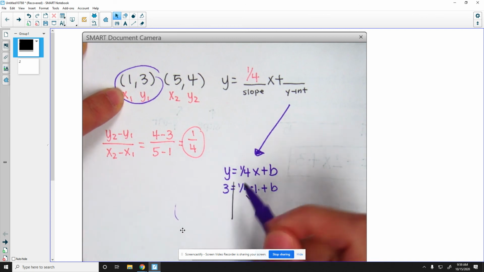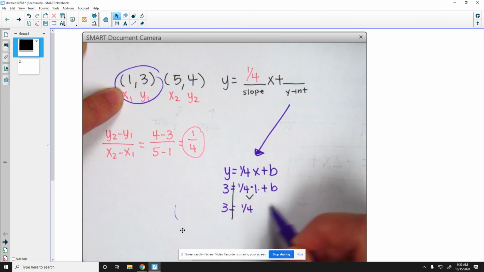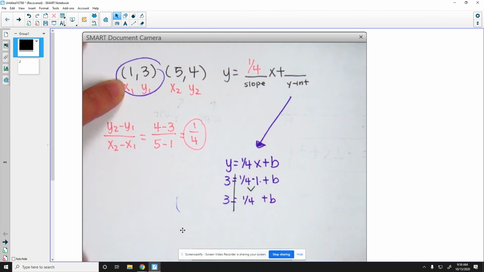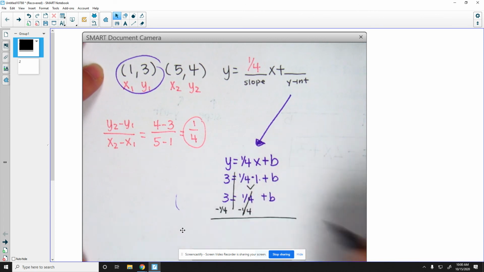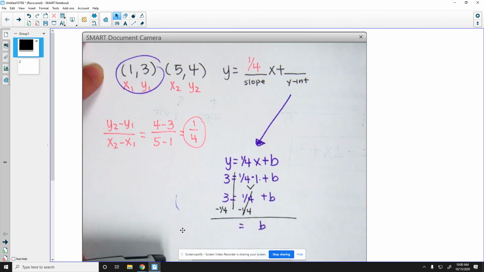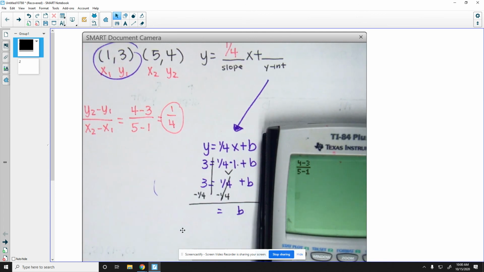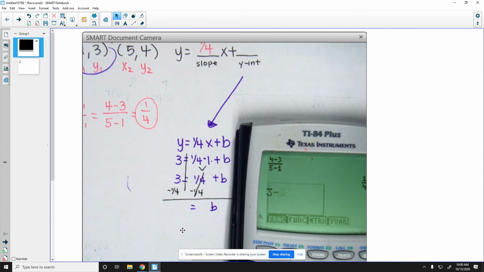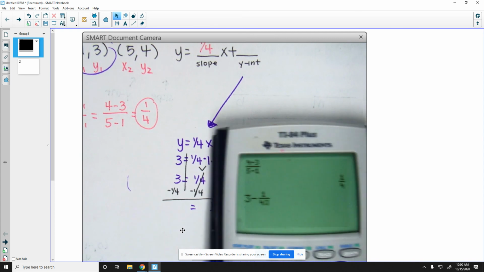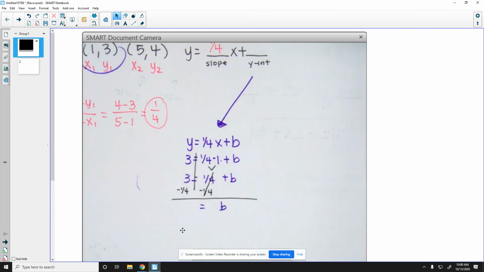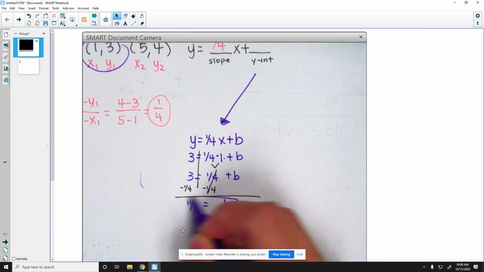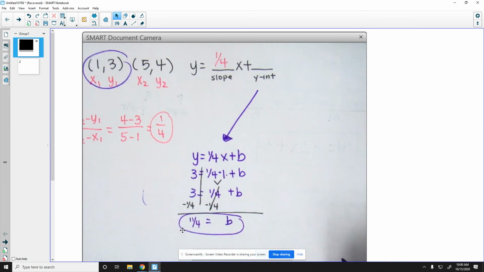So I have 3 equals 1/4 times 1 is just 1/4 plus b. And then I have to solve for b. So I'm going to subtract both sides by 1/4. So I get b equals 3 minus 1/4 is 2 3/4. But if you don't know that, then you can always type it in your calculator, right? 3 minus 1/4. It actually is better to just type it in your calculator because then it changes it to an improper fraction, 11/4.